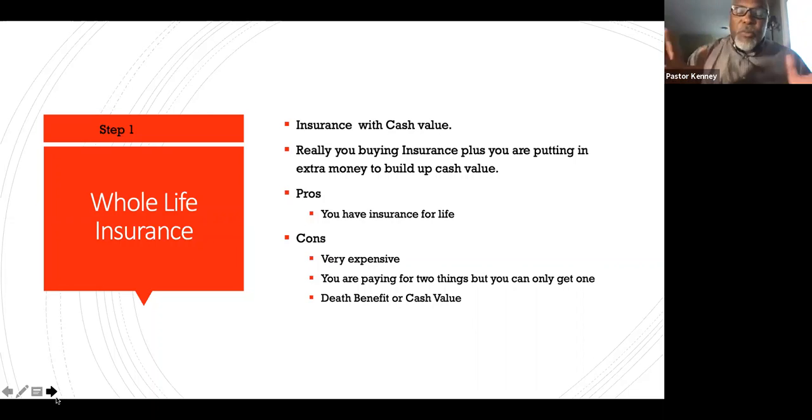But one of the pros of whole life, if you're not saving, it's a way to save money. And it's a way to have insurance for life, because if you're not saving, you're probably going to need insurance for your whole life. The cons are whole life insurance is 7 to 10 times more expensive. And you're paying for two things. You're paying for insurance and you're paying for this cash buildup. But the irony is you can only have one of the two.